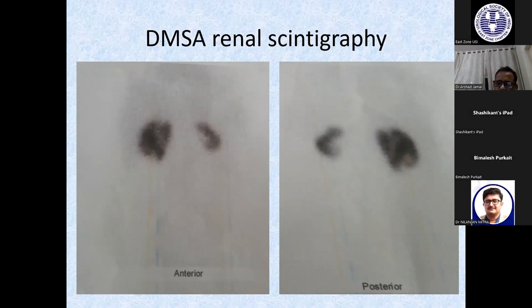So how will you proceed for this question? But what will the management be? Why is there hypertension? The renal scarring and damage to the renal parenchyma.